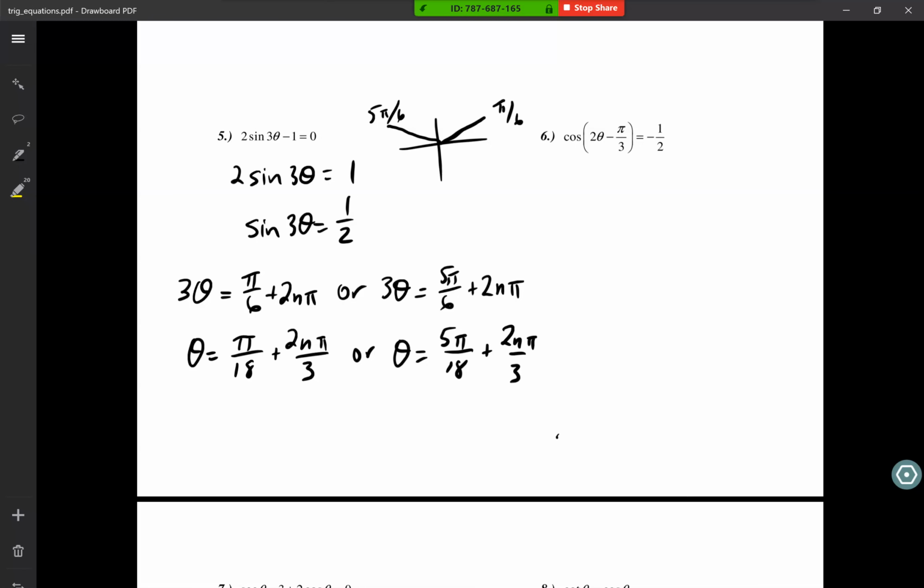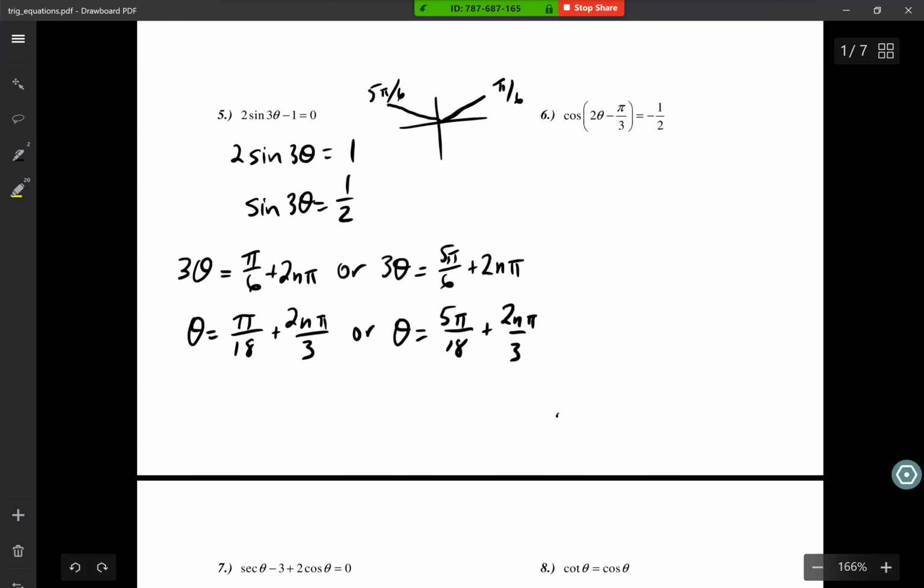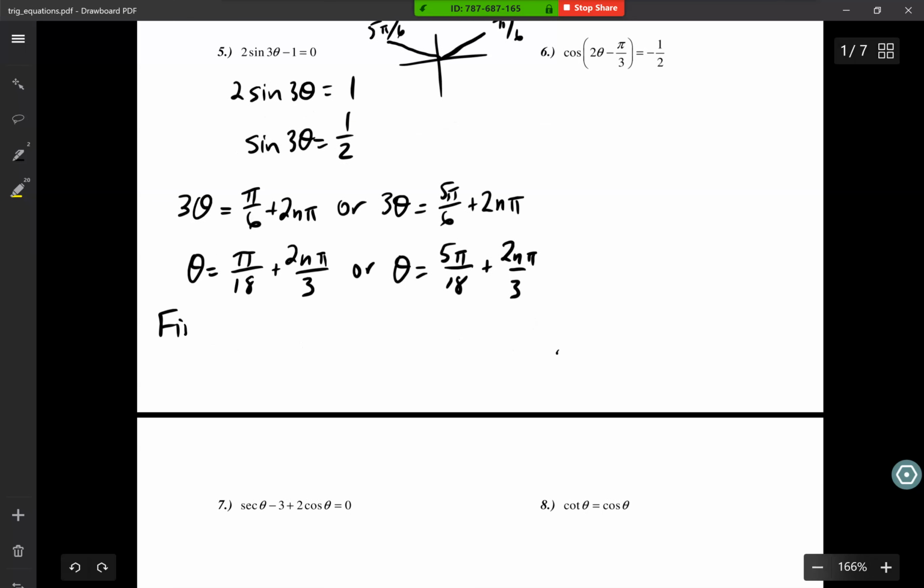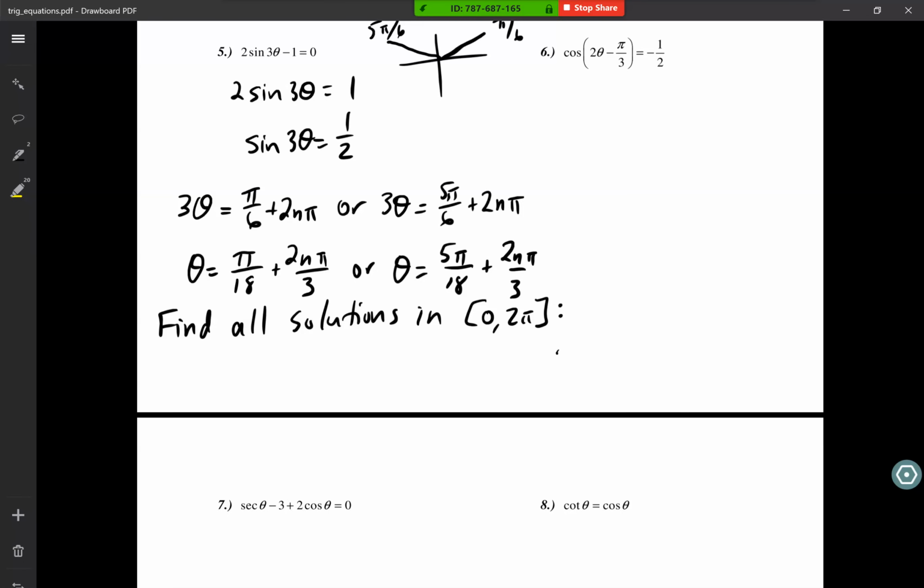So if this was asking for all solutions, this would be all solutions. Remember, n is representing any integer, so we can plug in anything we want for n that's an integer. So 1, 2, 3, 4, whatever, 0, -1, -2, and so on. This would be your general solution, but some of the problems ask you to find the answers from 0 to 2 pi. So if you're asked to find all the solutions in 0 to 2 pi, we actually have to plug in some numbers for n to figure those out.